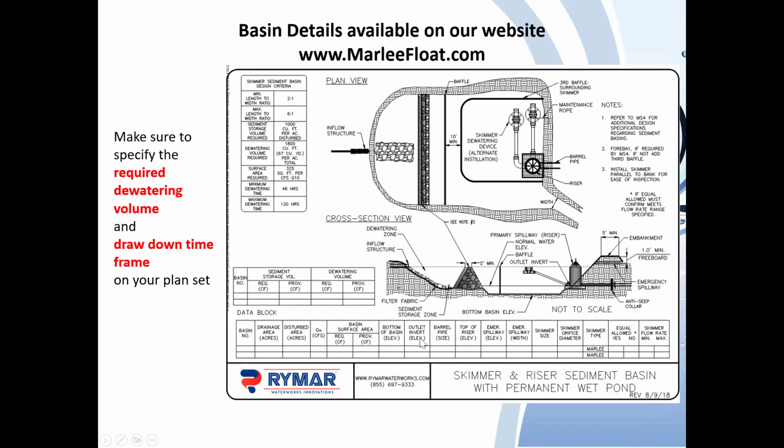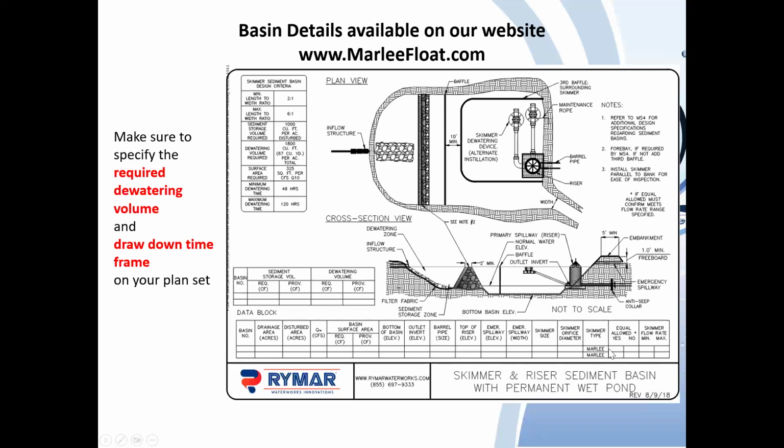So you've got the bottom of the basin, outlet invert, barrel pipe size. The barrel is really going to be here, going out of your pond. Top of your riser, spillway, emergency spillway, elevation and width, skimmer size, skimmer orifice diameter. Here you're going to name your skimmer type. Again, different skimmer types flow at different rates.